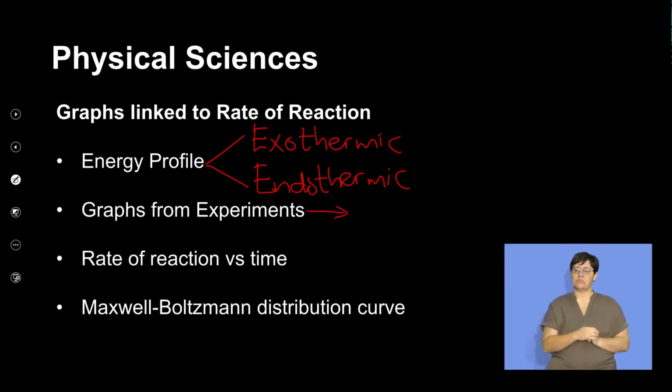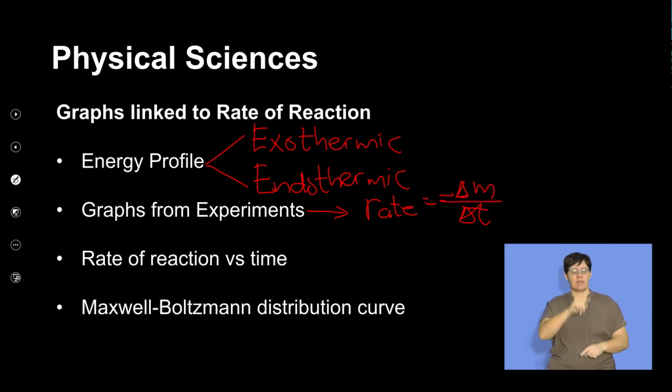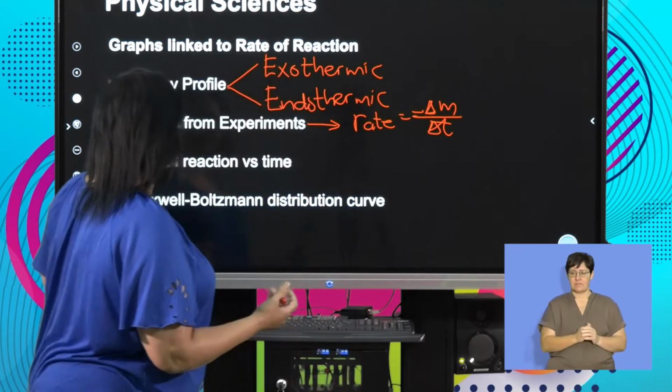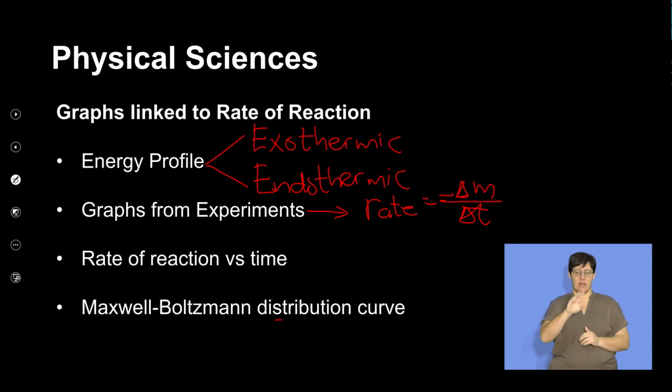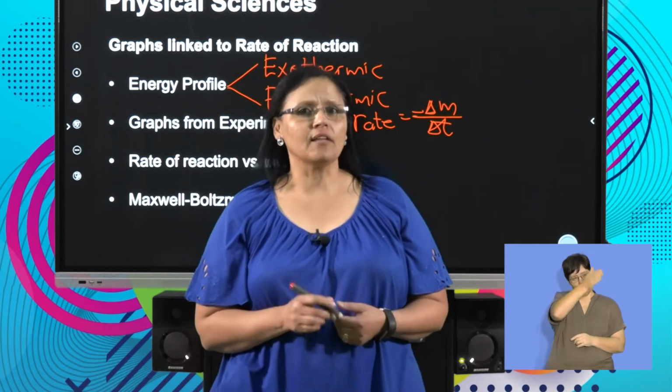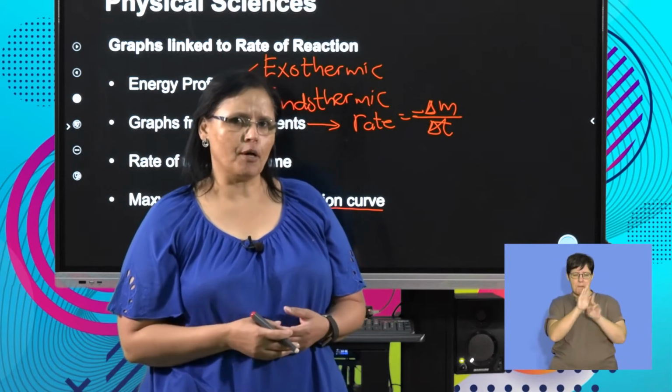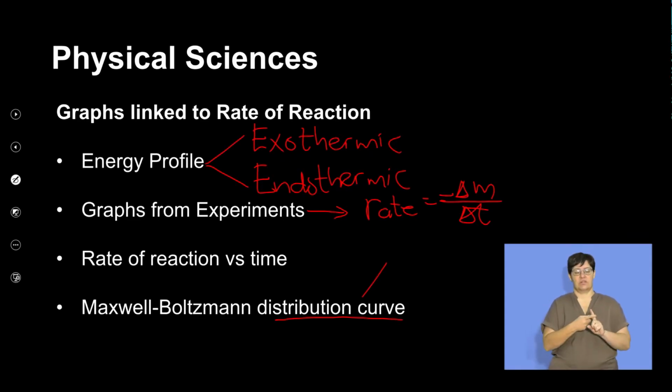We also have the graphs that we draw because of experimental data. These graphs will be the typical rate equal to minus change in mass over delta t. Then we will look at the rate of reaction versus time. In other words, not what changes, but the rate over time. And the last type will be the Maxwell-Boltzmann distribution curve. This Maxwell-Boltzmann distribution curve we will link back to the collision theory, where we look at a microscopic level of the particles here. So we will link this to the collision theory as we've done in a previous session.